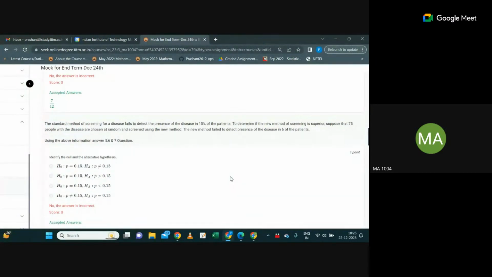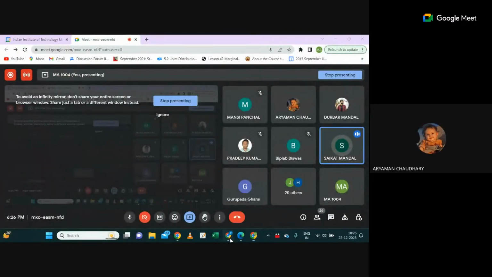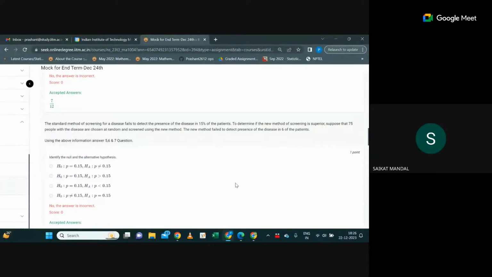Anybody else? Any thought? Sir, why can it not be not equal to 15%? Because it is clearly mentioned whether it's superior or inferior.